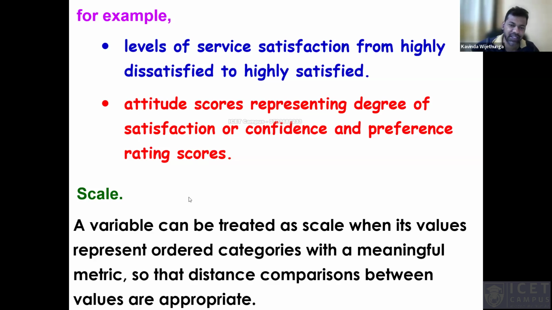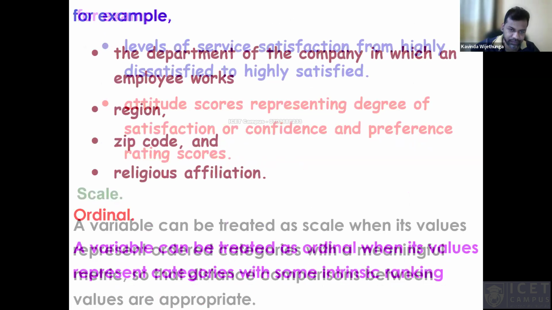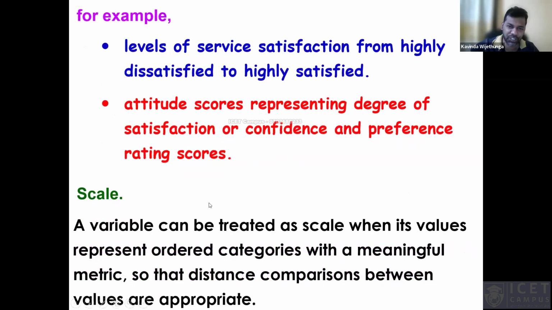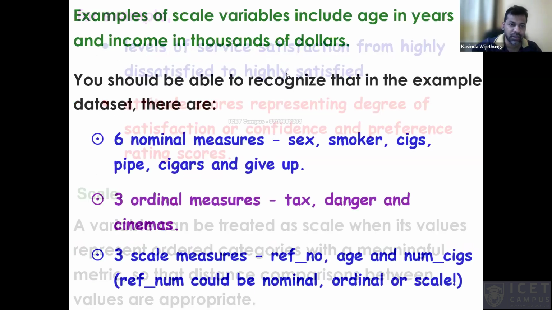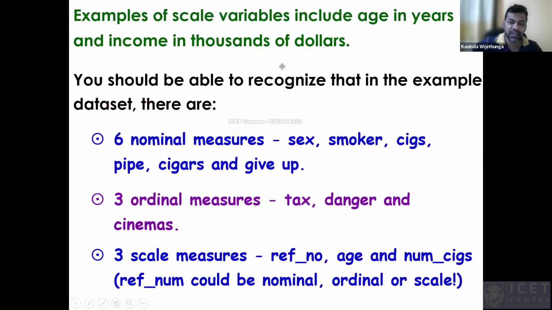Then the final one is scale. Scale means both ratio and interval data. A variable can be treated as a scale when its values represent ordered categories with a meaningful metric, so distance computations between values are appropriate. Examples of scale variables include age in years, income in thousands of dollars, right?